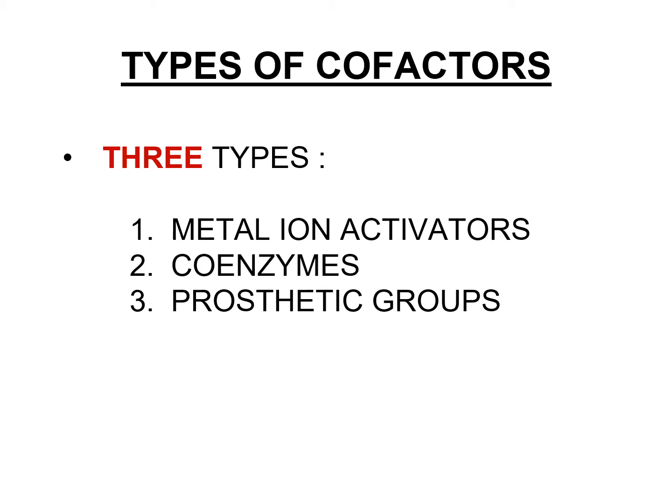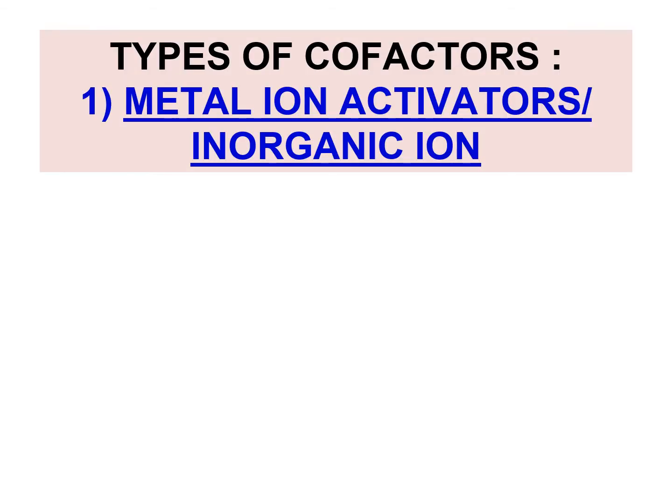There are three types of cofactors. The first one is metal ion activators. Then we have the coenzymes, and the last one is the prosthetic groups. So let's look at how they differ from each other.